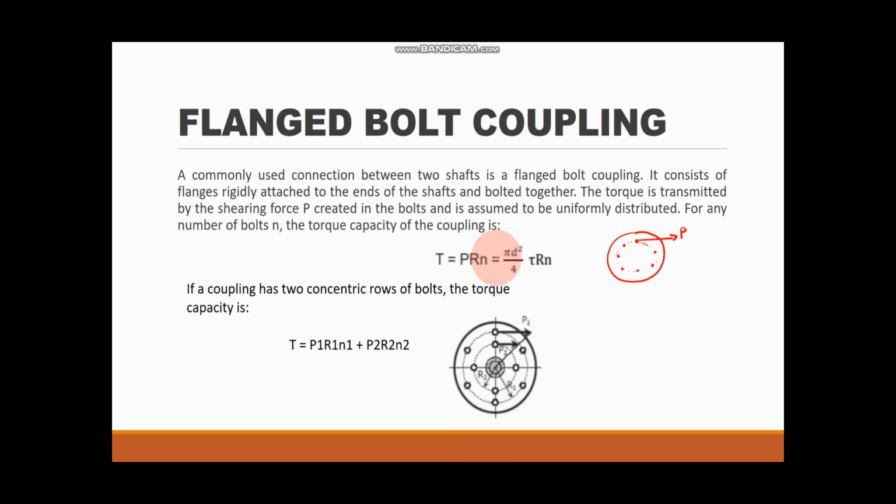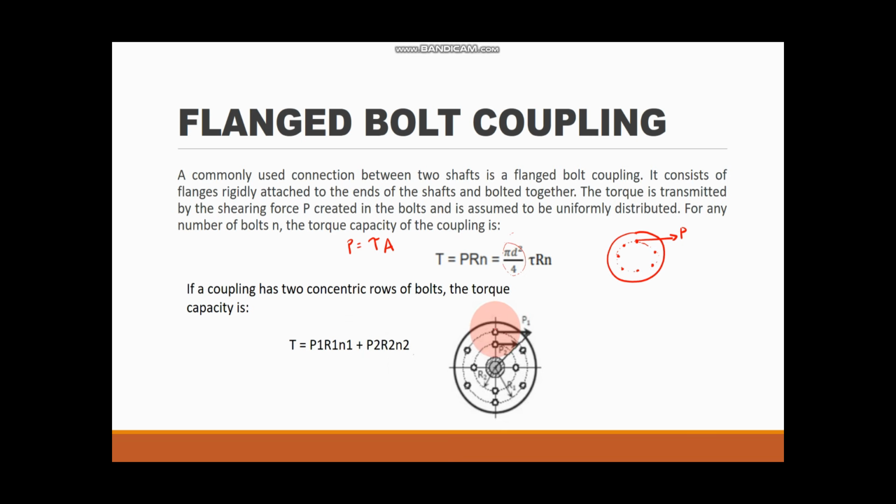In which our P, if you notice, is the product of the shear stress multiplied by the area of the bolt. So it became pi d squared over 4, which is the area of our bolt, multiplied by the shear stress multiplied by R and the number of bolts. So if a coupling has two concentric rows of bolts, the torque capacity is given by this formula.